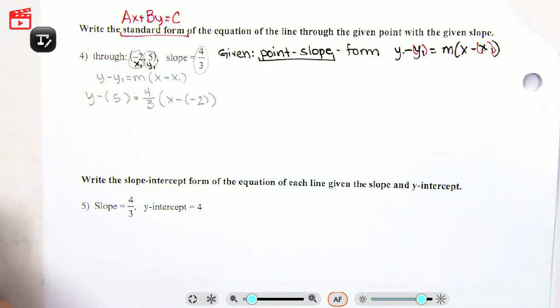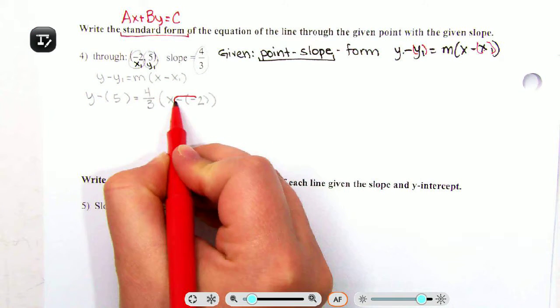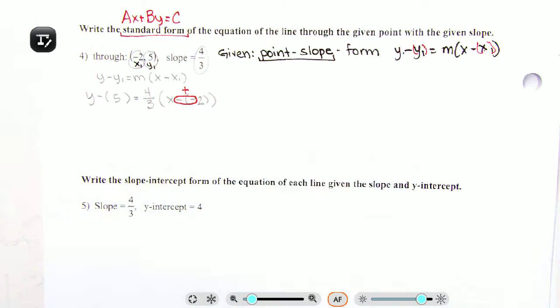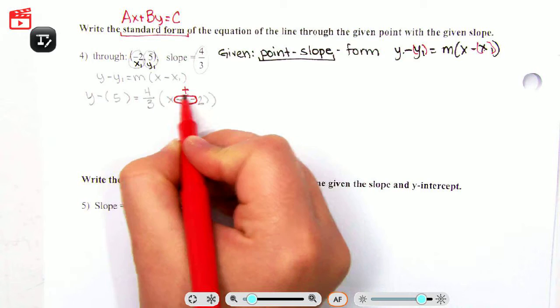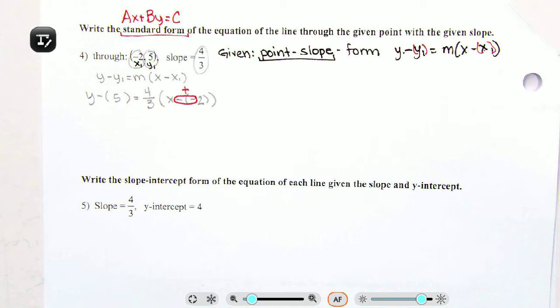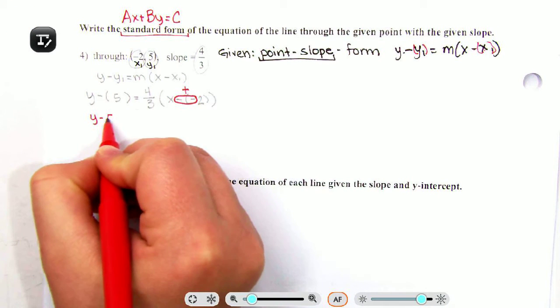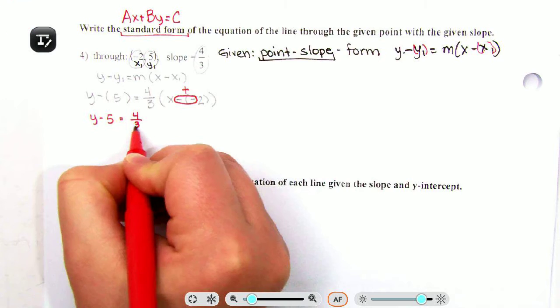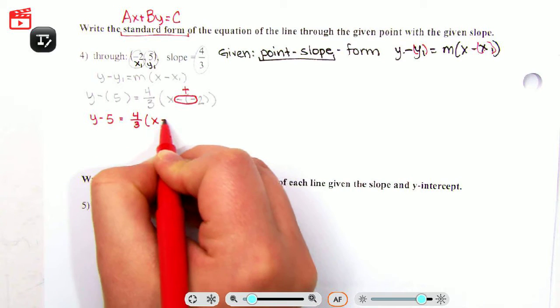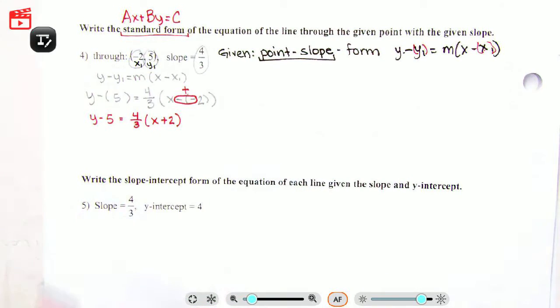Right away, something should be jumping out at you. Two negatives. If you have two negatives that you can circle without crossing a number out, that means those two make it positive. I'm going to rewrite it. So now I have y minus 5 is equal to 4/3 x plus 2. Okay, are we done? Did we answer what the question was asking us to do?